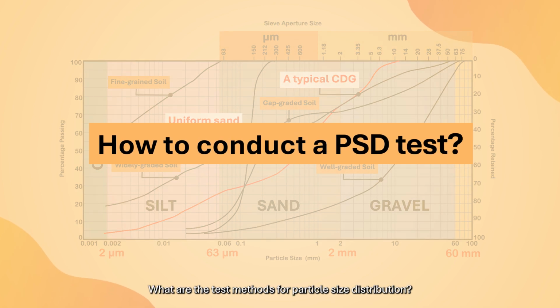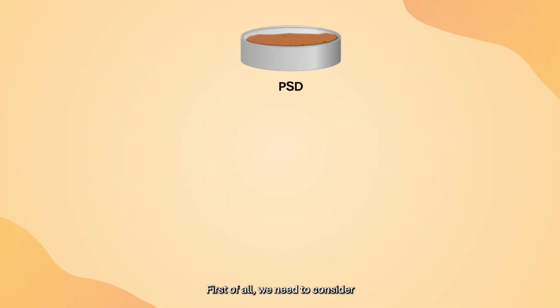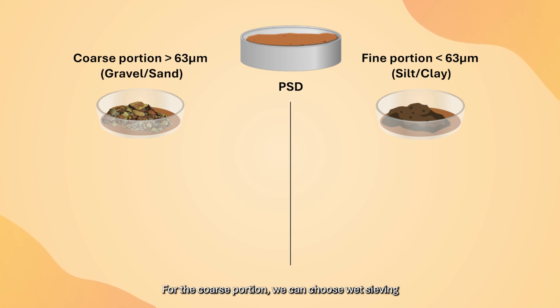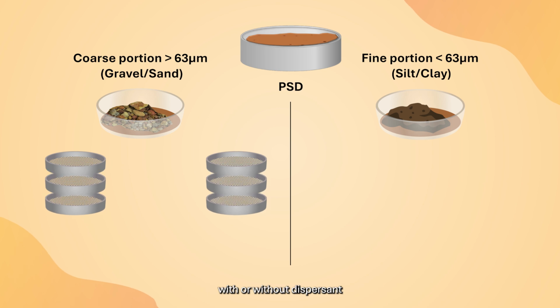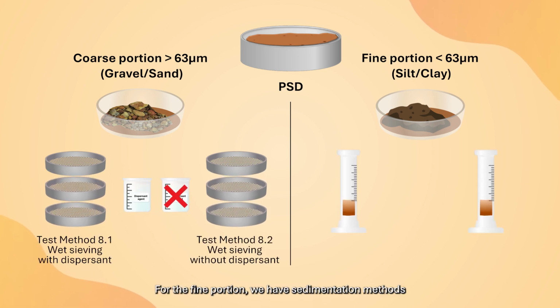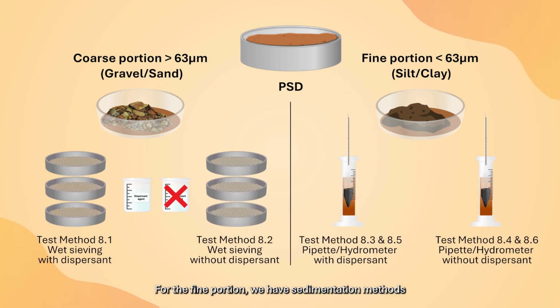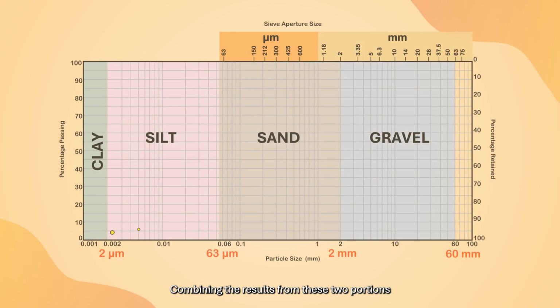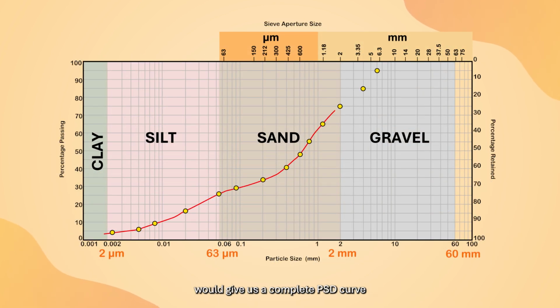What are the test methods for particle size distribution? First of all, we need to consider whether it's the coarse portion or fine portion of the soil sample. For the coarse portion, we can choose wet sieving with or without dispersant. For the fine portion, we have sedimentation methods using a pipette or hydrometer. Combining the results from these two portions would give us a complete PSD curve.